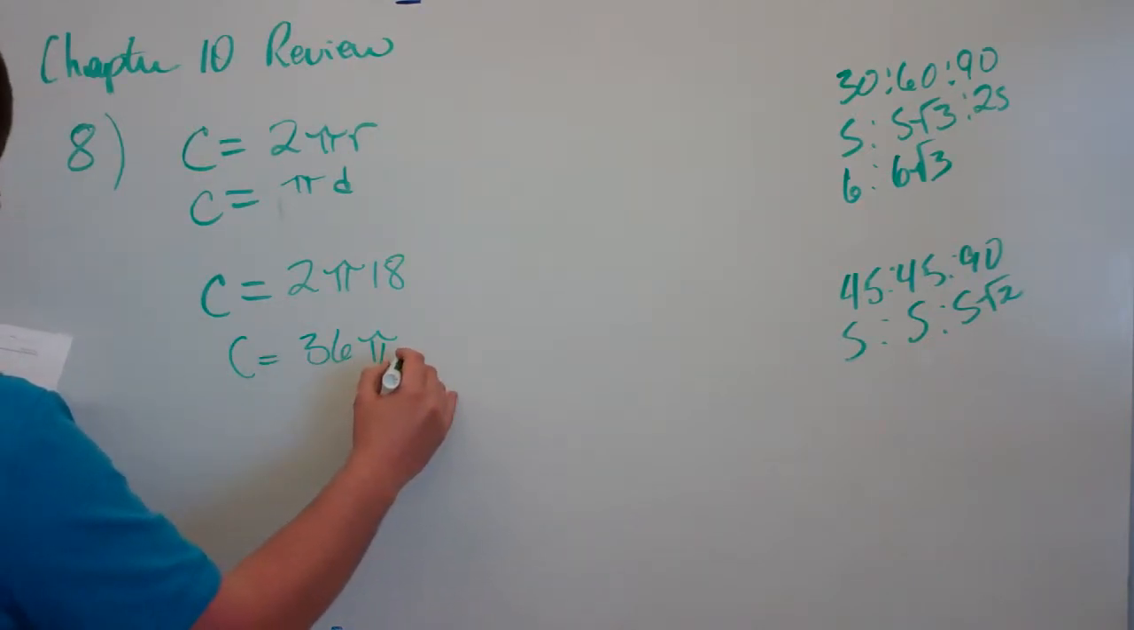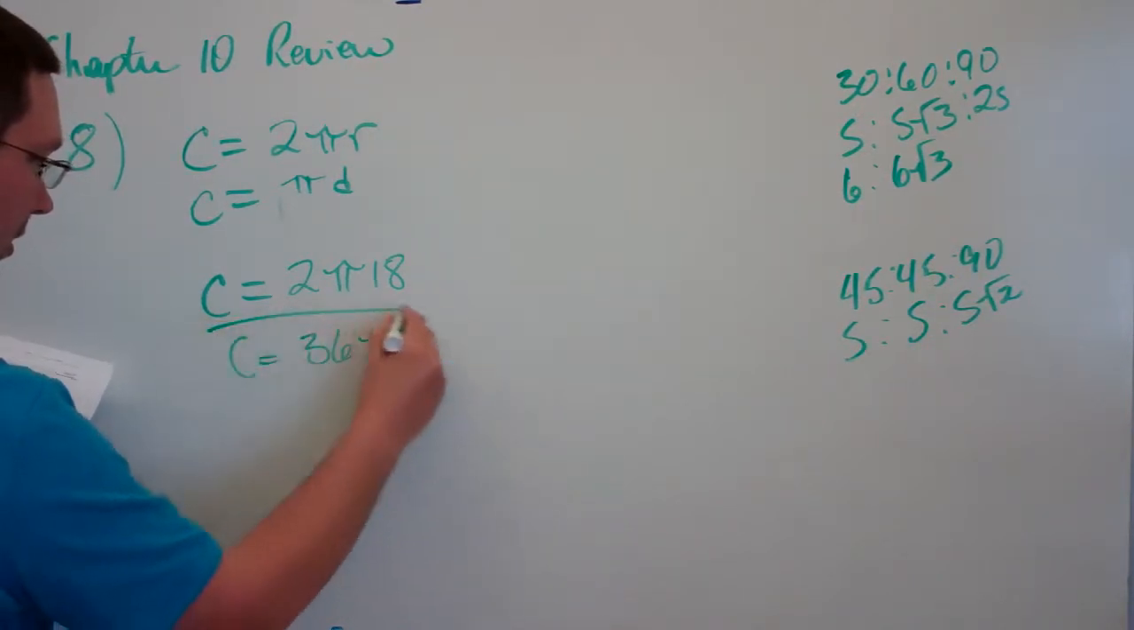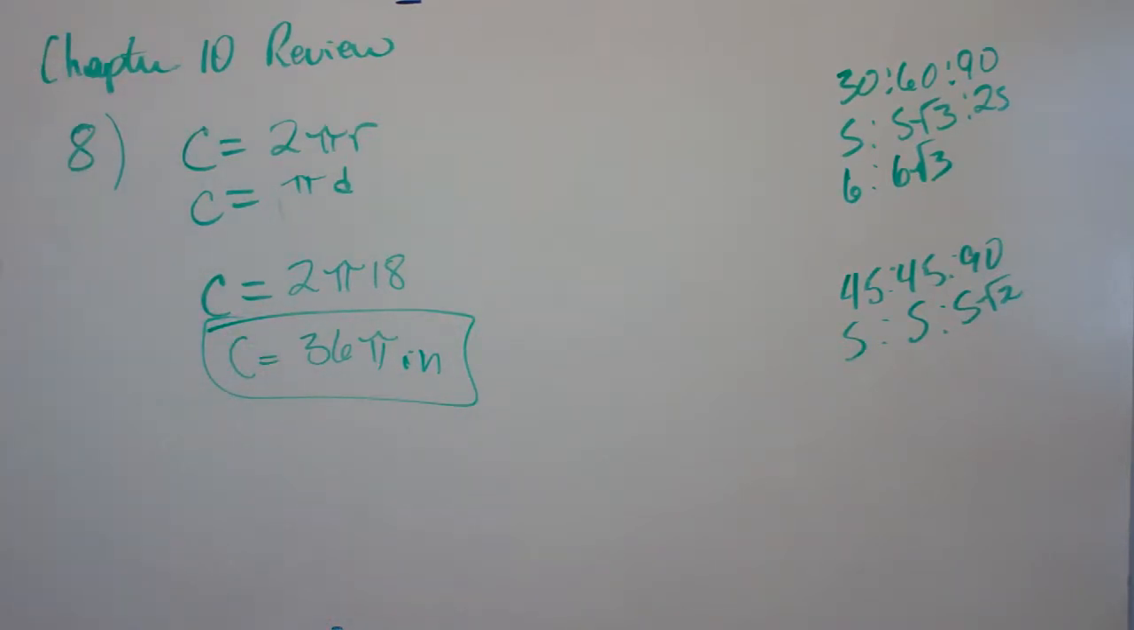And it wanted our answer in terms of pi, so there you go. Since it wanted your answer in terms of pi, you just leave the pi there. You never actually multiply by it. Okay? You just leave it there. Alright?